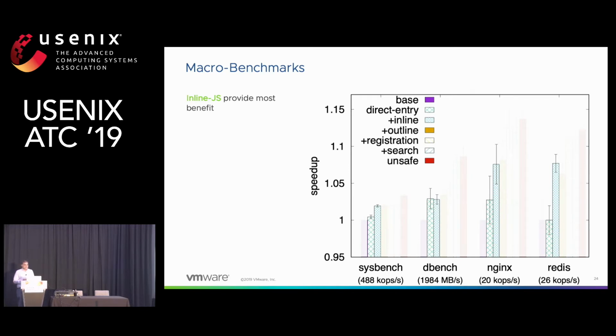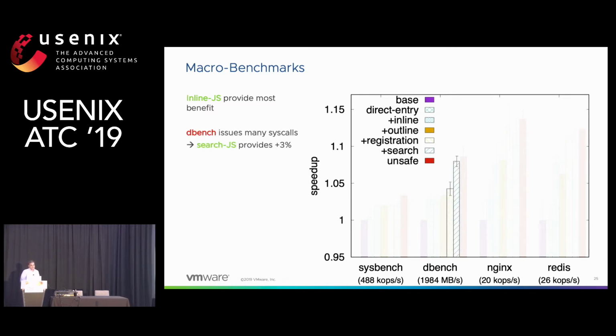The first thing that we can see is that inline jump switches provide most benefit in most cases, not in the case of dbench, but in others they do. And this is the basic mechanism that we saw initially. The second thing that comes out from these results is that dbench, the file system benchmark that invokes a lot of system calls of different types, gets a 3% performance improvement from the search jump switch that looks through a binary tree to use a direct call in order to jump to the right system call.